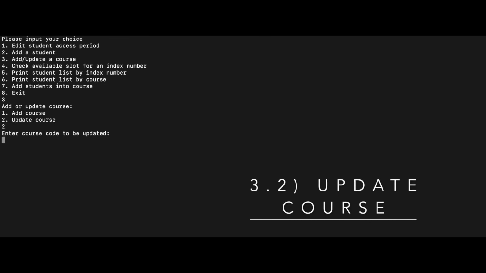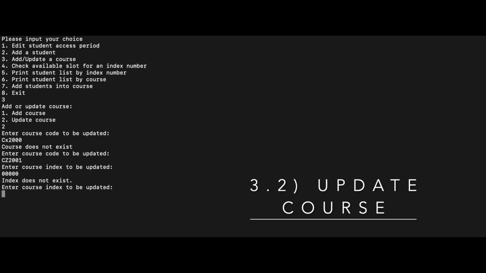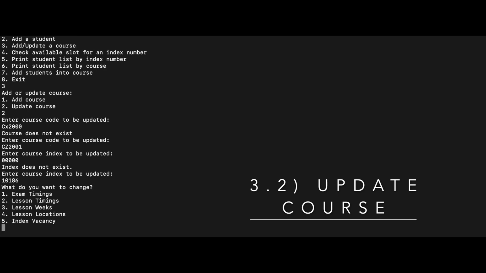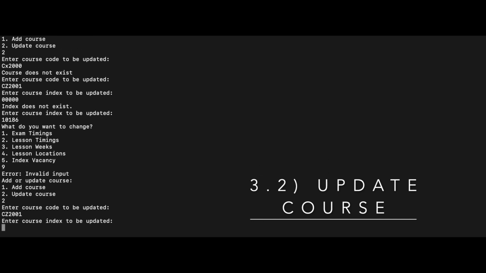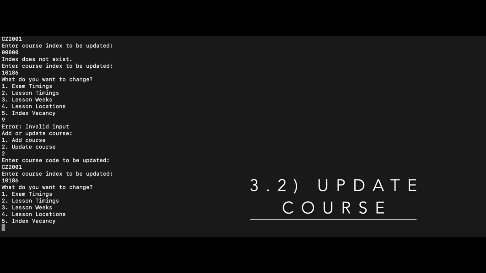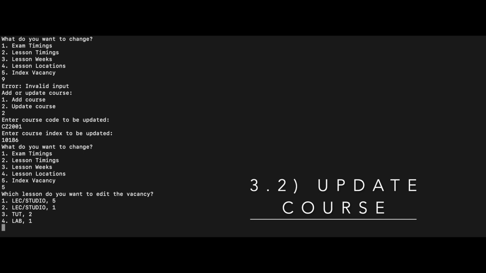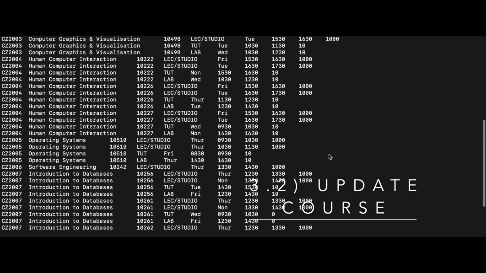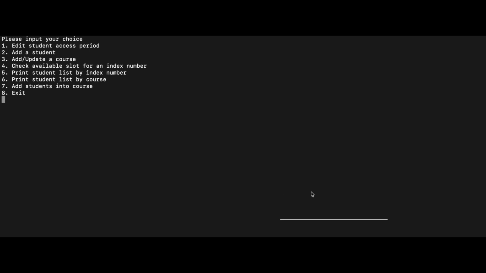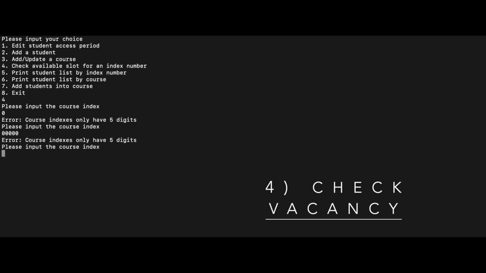The admin will try to update the course, but the course must exist, and the course code must exist in order for the course and course index to be updated. The input must be from number 1 to 5, otherwise an error message will be printed. Next, the admin will try to check vacancy, but the course index must exist and must have 5 digits.